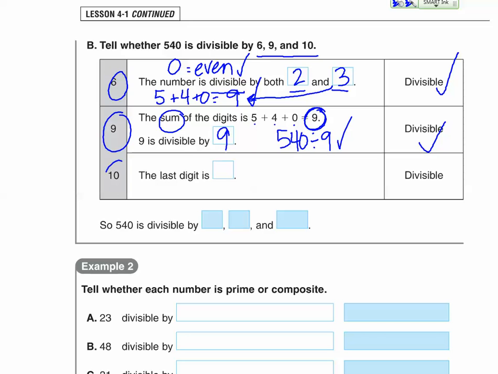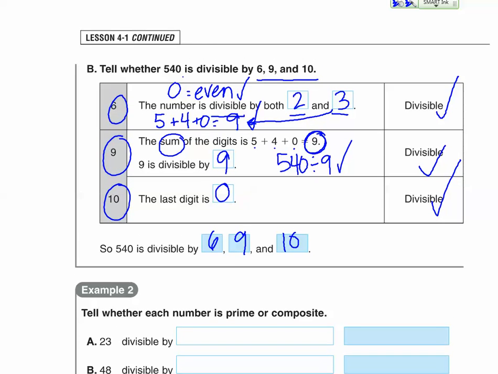And the last one, 10. We know this. The last digit must be a 0. Panthers, is it? Yes, it is. So 540 can be divided, or is divisible, by 6, 9, and 10.